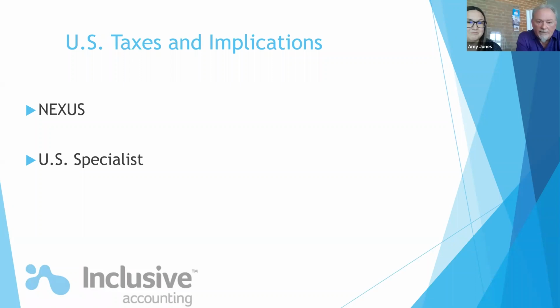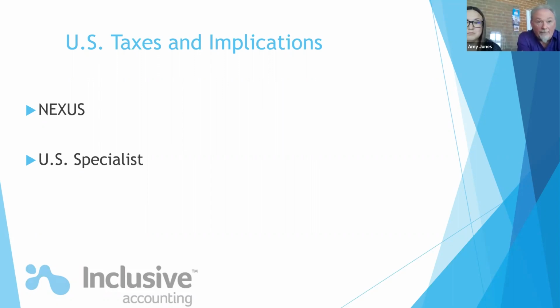U.S. tax implications, Nexus and U.S. specialists. Because we're Canadian accountants, we know the Canadian rules. U.S. rules, we know enough to get everybody into trouble. We know enough to try and keep you out of trouble. And the big thing for Canadian corporations that are operating in the States is this thing called Nexus. Nexus is basically, have you got a presence in the US of A? If you have a presence, hence Nexus, the IRS, which is the US arm of the tax collectors, wants to hear from you.